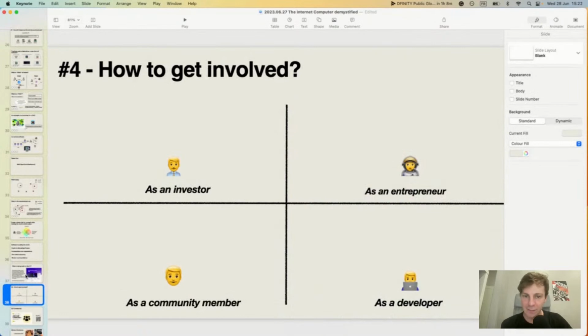So how can you get involved in all of this? There are so many ways to get involved. There's probably a way for everyone. You can be involved as an investor. We'll talk about that, but essentially it would mean investing in projects that are being developed and believing in the ecosystem. You could be involved as an entrepreneur.